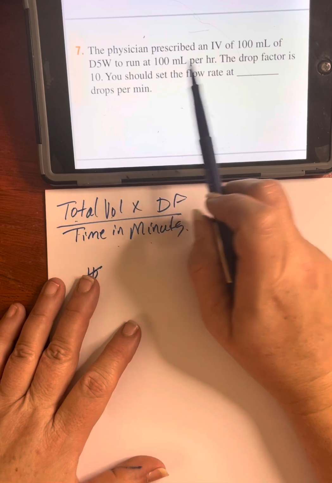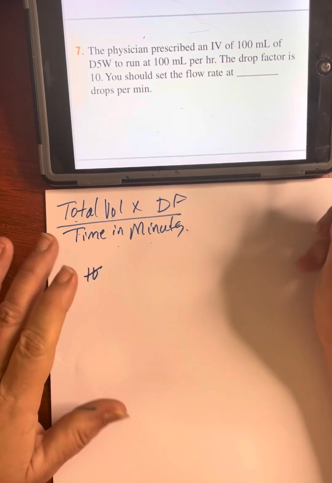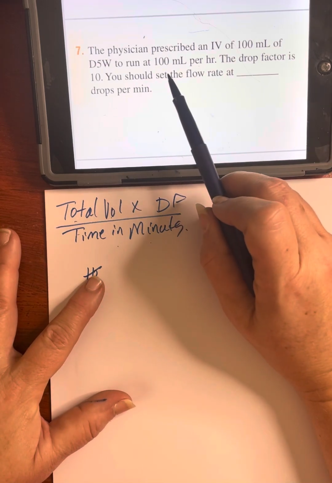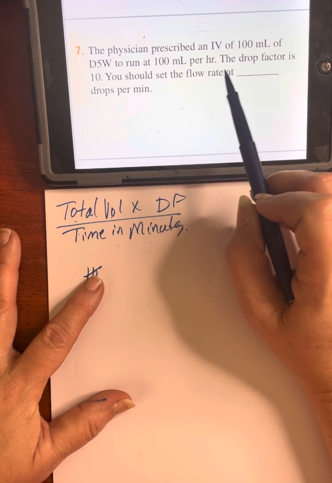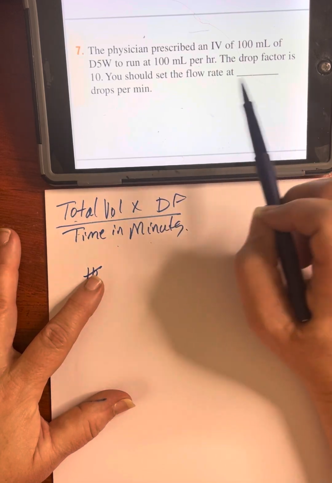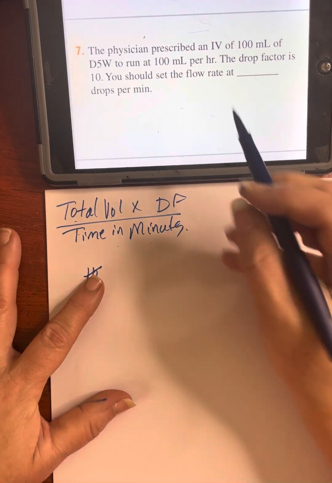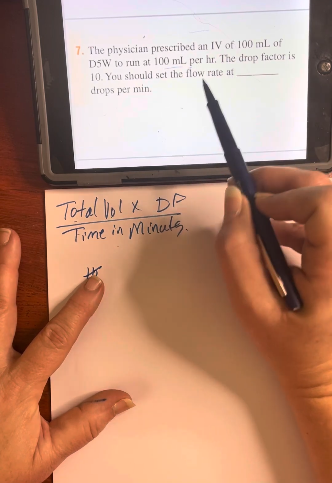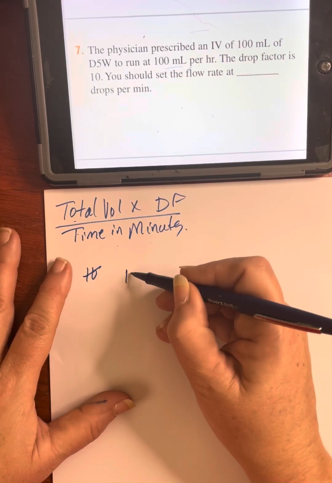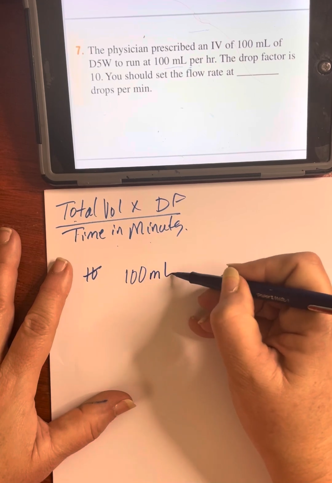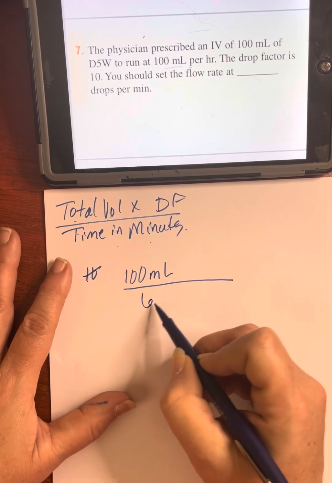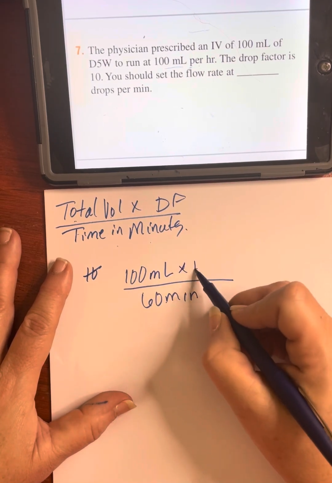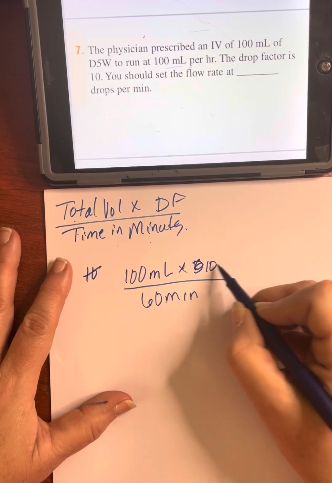The physician prescribes an IV of 100 milliliters of D5W to run at 100 milliliters per hour. The drop factor is 10. The 100 milliliters per hour tells us the total volume, 100 milliliters, is going in over 60 minutes. And the drop factor is 10.